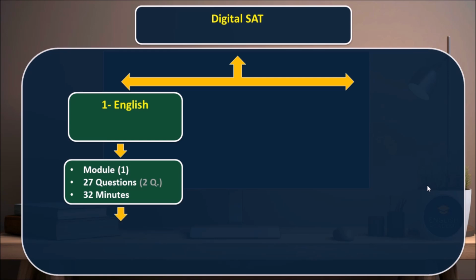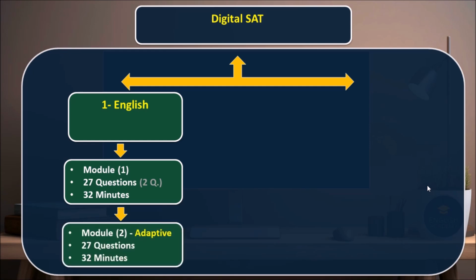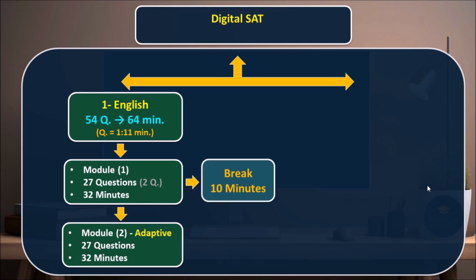Then, according to the performance of the student in module number 1, each student will be given an adaptive module number 2. It has 27 questions again in 32 minutes. So the total number of the questions in English is 54 questions in 64 minutes. And the average time for every question is 71 seconds or 1 minute and 11 seconds. Then the student takes a break for 10 minutes.